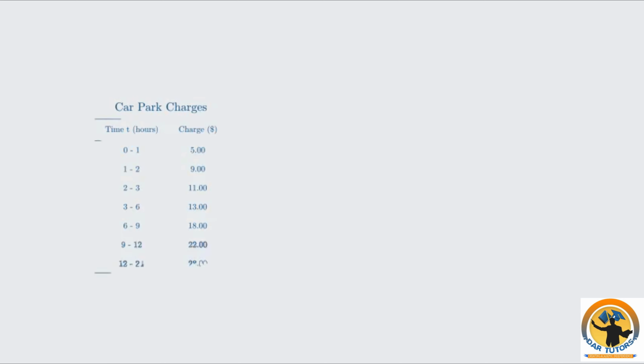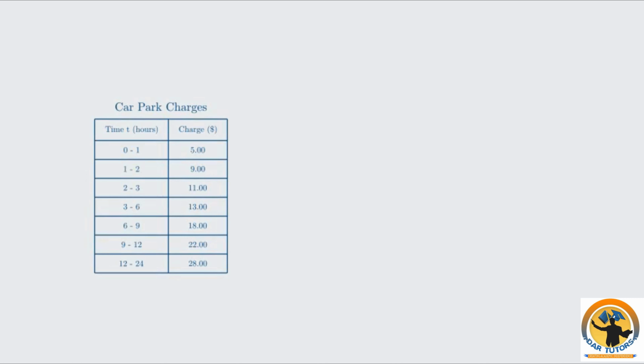Imagine a car park at an airport. The charge you pay depends on how long you park your car. This table shows the charges. This table creates a relationship between two variables, the time parked, which we'll call t, and the charge, which we'll call c. Now, look closely at the first two rows.